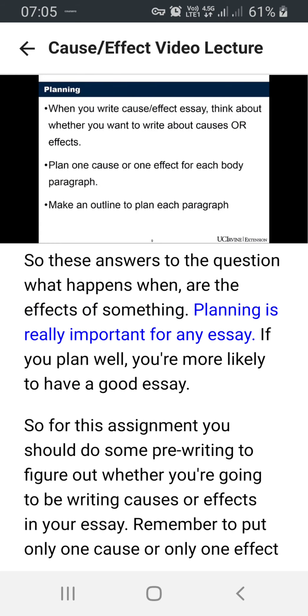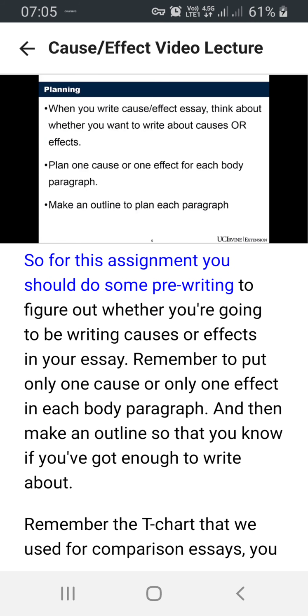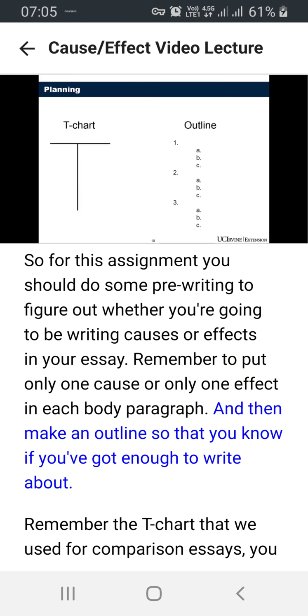Planning is really important for any essay. If you plan well, you're more likely to have a good essay. So for this assignment, you should do some pre-writing to figure out whether you're going to be writing causes or effects in your essay. Remember to put only one cause or only one effect in each body paragraph. And then make an outline so that you know if you've got enough to write about.